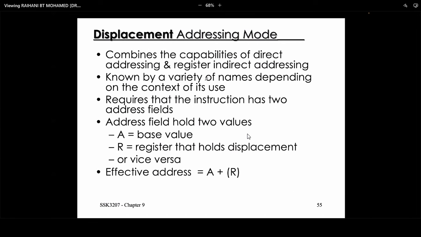All right. So we look into the displacement addressing mode. It combines the capabilities of direct addressing and register indirect addressing. It is known by a variety of names depending on the context of its use. It requires that the instruction has two address fields. The address fields hold two values, right? A here is a base value. R here is a register that holds the displacement, or vice versa. So the effective address is A plus R. R here is the register that holds the displacement.